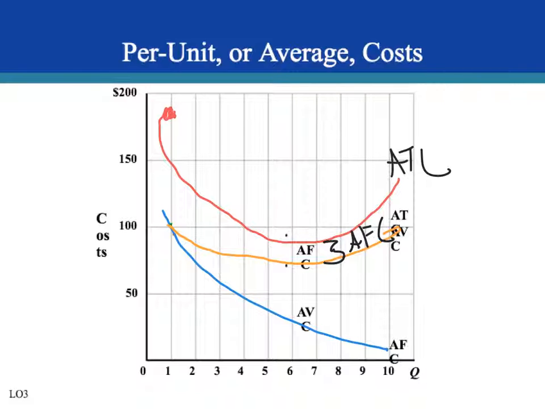Okay, and what we find is marginal cost intersects average total cost at its lowest point. This is because when marginal cost is below average total cost, average total cost falls, and when marginal cost is greater than average total cost, then average total cost rises. The same is true for the average variable cost curve: marginal cost will intersect the average variable cost curve at its lowest point for the same reasons.